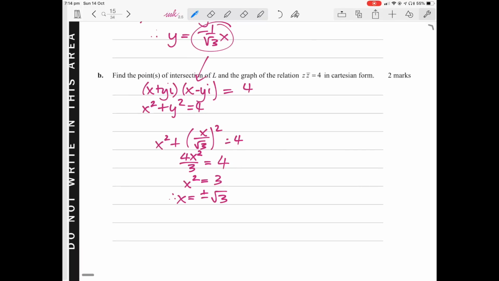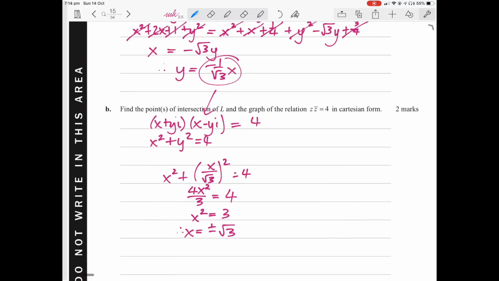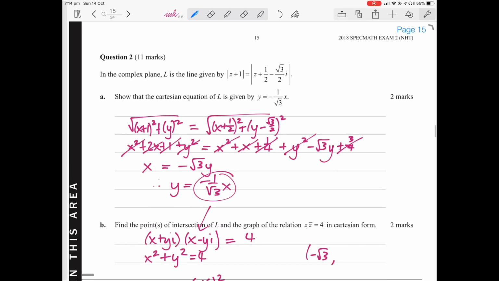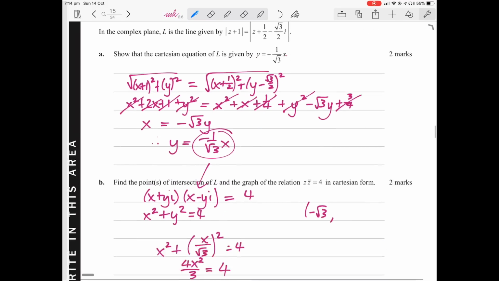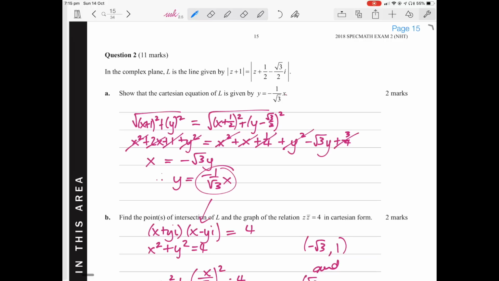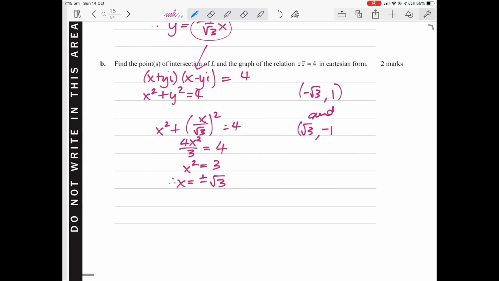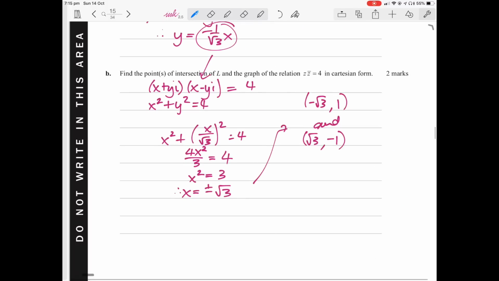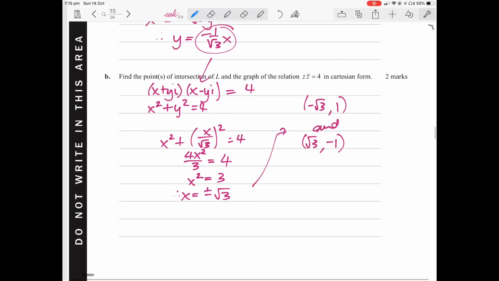It doesn't say coordinates, it says points. So I'm going to give it as a coordinate because it's not very clear. Okay, so we've got negative root 3, but it's not that hard to find anyway. If I put negative root 3 into that, I'm going to get positive 1. And root 3, if I put that into there, I'm going to get negative 1. Oh, in Cartesian form. Yeah, so it just means coordinates.